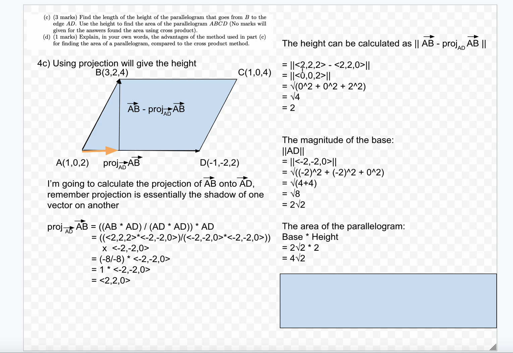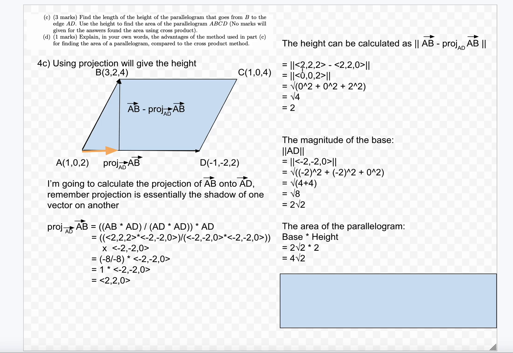And now the magnitude of the base. We know AD from the previous parts of the question. It's -2, -2, 0, and following a similar process from before, we get root 2 as the magnitude of the base. So now plugging into the area of the parallelogram, base times height, we get 2 root 2 times 2, or 4 root 2.